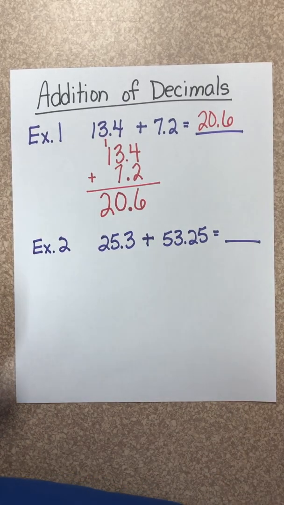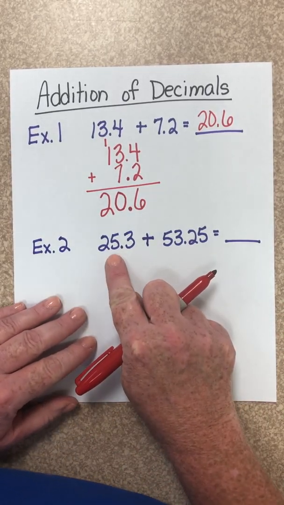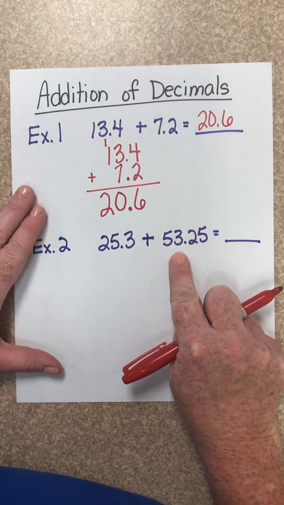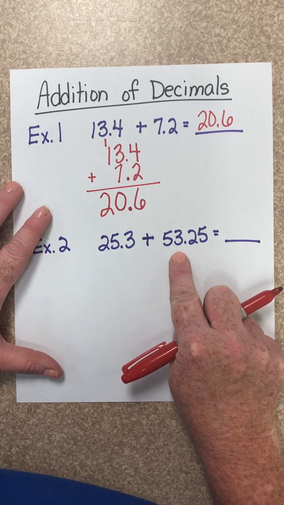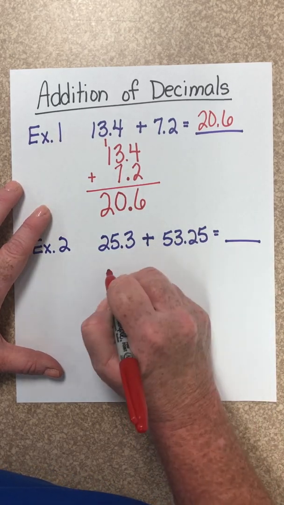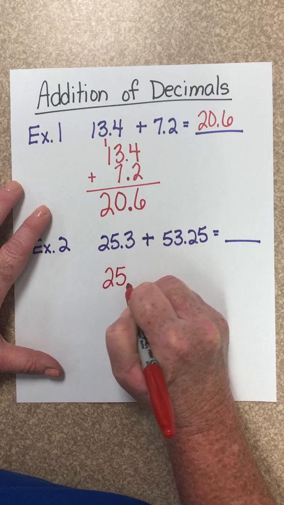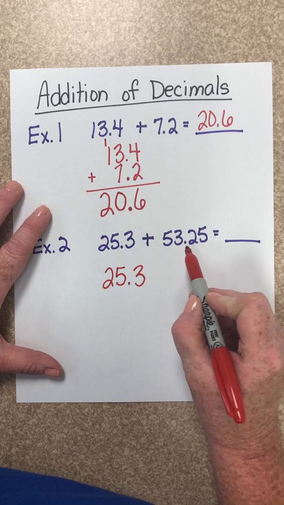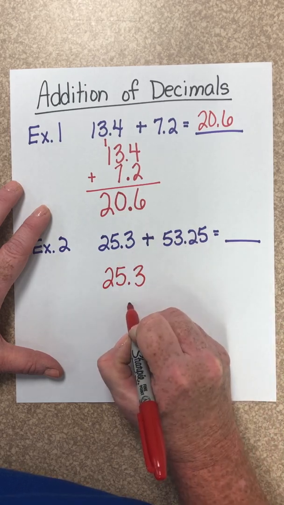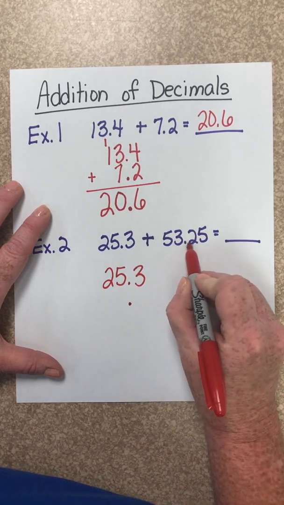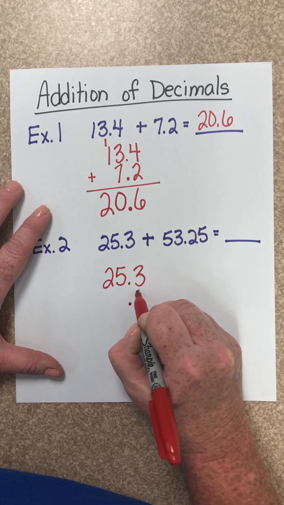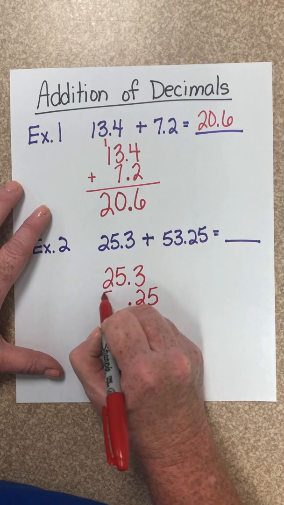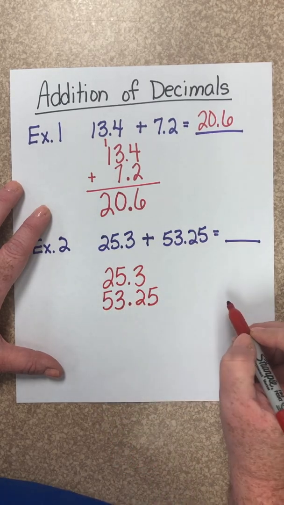Let's look at another example. 25.3 plus 53.25. Again, I want to line up my numbers, so I'm going to start with the 25.3. And now it's really important that we line up the decimal points. So I'm going to look at the decimal point and see 2.5 after it, and 5.3 before the decimal point.